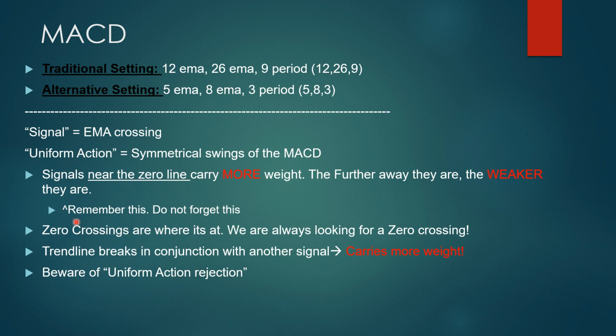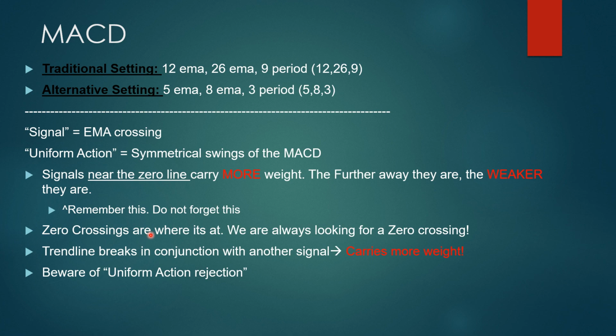So remember this, signals near the zero line do carry more weight. The further away they are, the weaker they are. Zero crossings are my favorite. That is where the money is at. We are always looking for a zero crossing. We'll discuss that more in a minute.